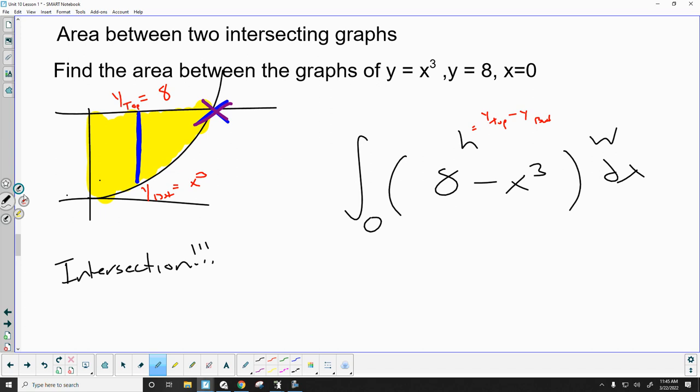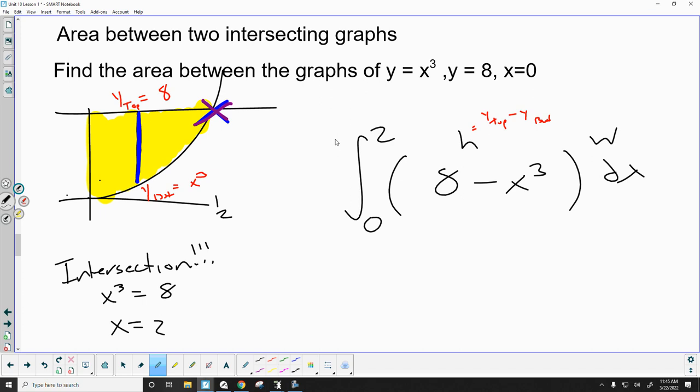The intersection, when the two equations equal each other, will give us a missing piece of information. Sometimes it's easy enough to just figure out x cubed, y equals 8, intersect at 2. Boom, you have your setup. You could take the antiderivative and find the answer if you didn't have a calculator. This would be a no calculator question all the way.